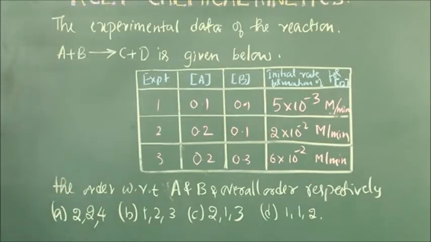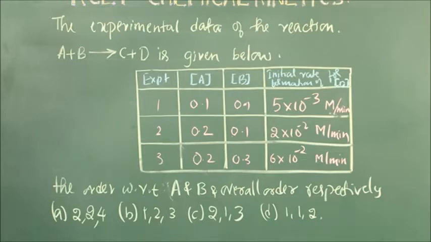Coming to the next question, the experimental data of the reaction A plus B giving C plus D is given below. Experiment 1, concentration of A 0.1, concentration of B 0.1, the initial rate 5 into 10 power minus 3 mole per dm cube per minute. Experiment 2, concentration of A 0.2, concentration of B 0.1 molar, and the initial rate 2 into 10 power minus 2 molar per minute. Experiment number 3, concentration of A 0.2, concentration of B 0.3 and the initial rate 6 into 10 power minus 2 mole per dm cube per minute.